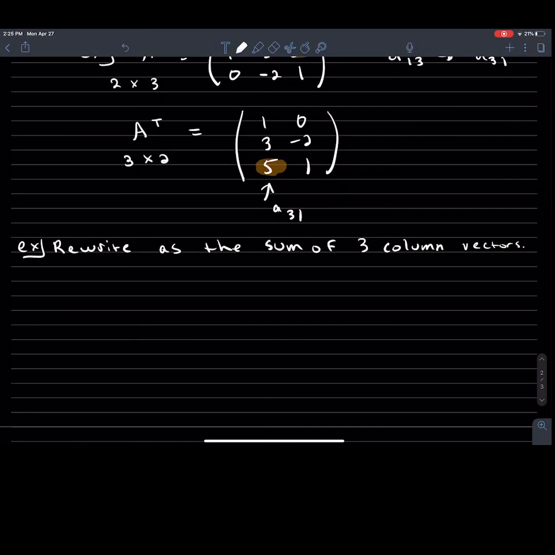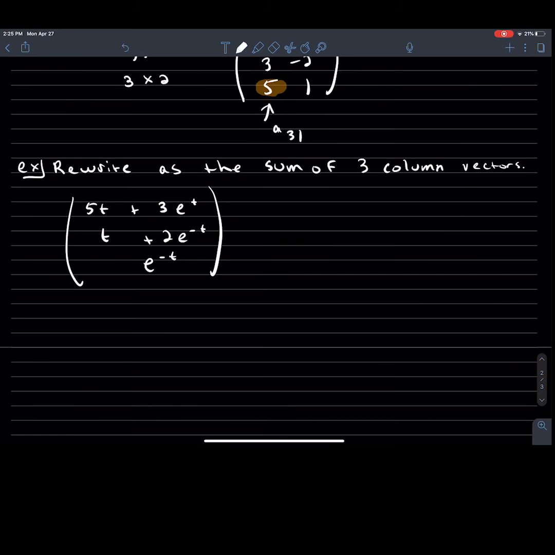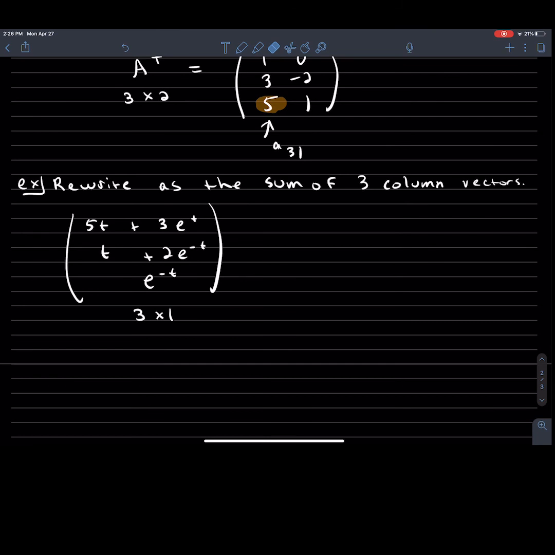So my example is 5t plus 3e to the t. Because of those pluses, this is really a 3 by 1. This is my column vector. Do you see that? This is one term, and so forth. So we're going to break it up into 3 column vectors, as far as like terms go.